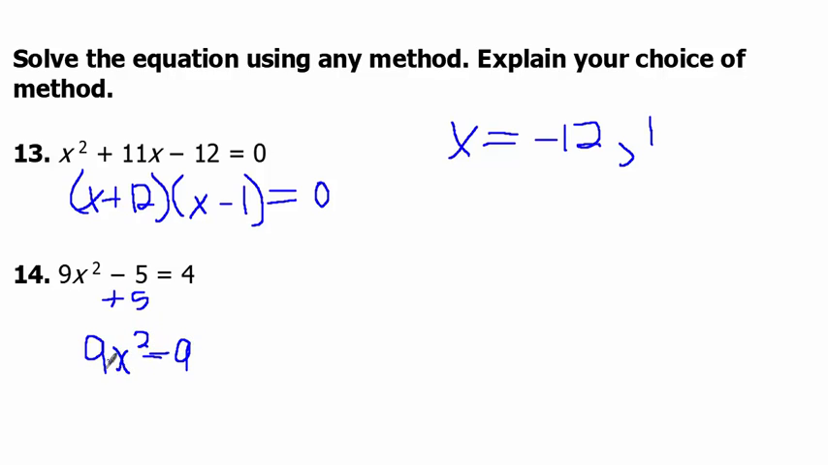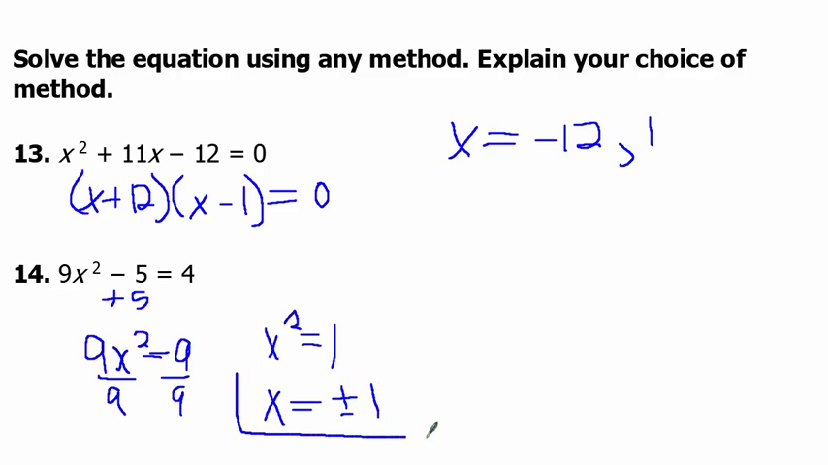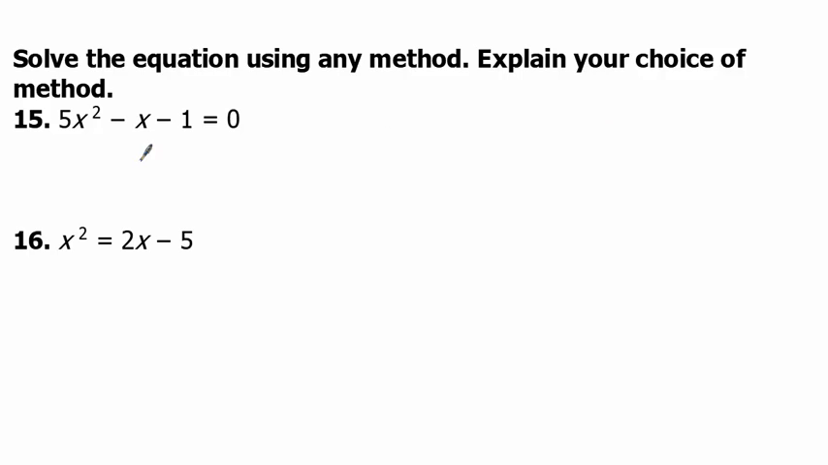Because I don't have x by itself completely, I am going to divide by 9, and x squared equals 1. So x equals positive and negative 1, since the square root of 1 is 1. We know this. Notice I didn't jump into the quadratic formula.